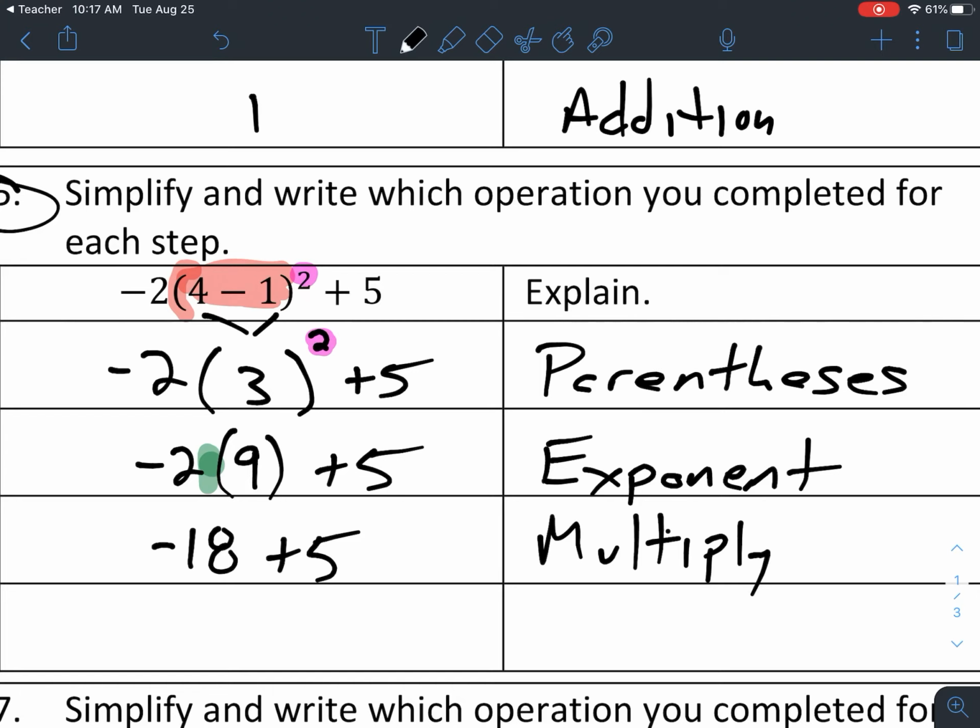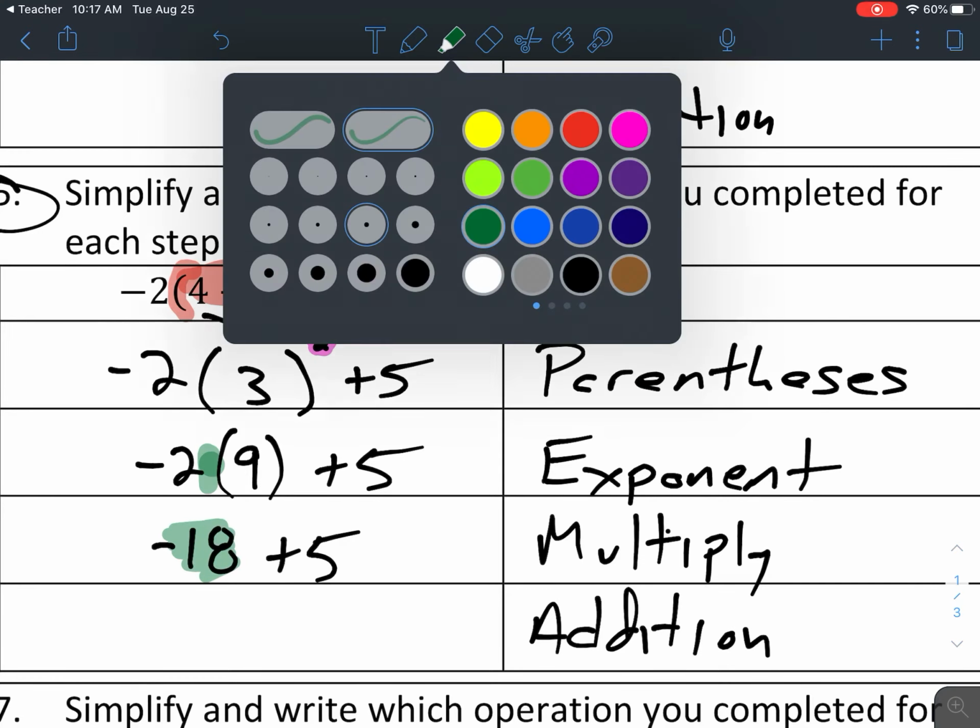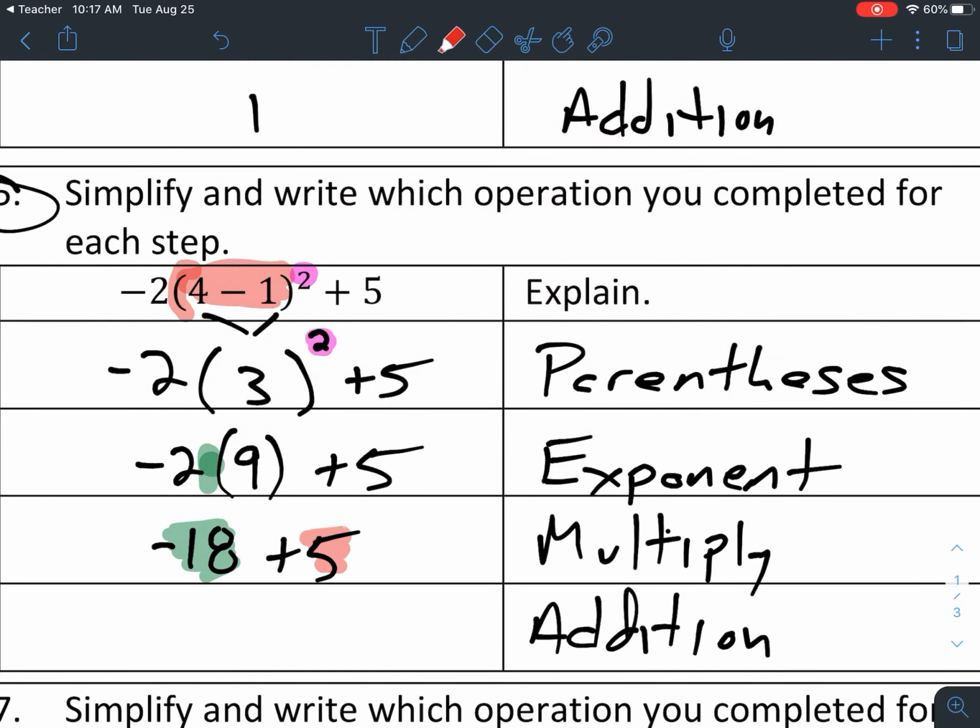Okay, so always remember, multiply before addition, subtraction. Division before addition, subtraction. Okay, so now we do our addition next, because that's the last step that we have to do. 18 plus 5, because this is a larger number than this one, our final answer is going to be a negative number. So negative 18 plus 5 will leave us with negative 13 as our answer.